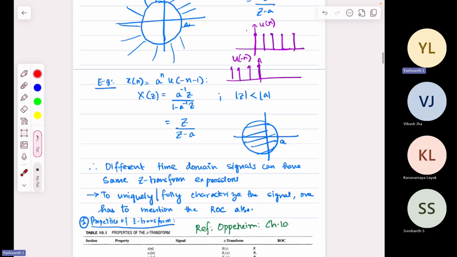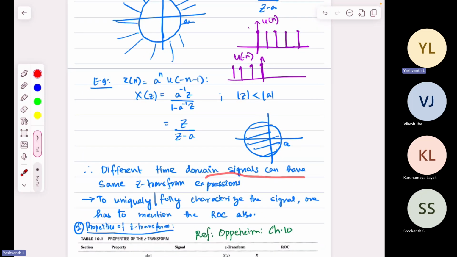So what this means is that different time domain signals can have the same z transform expressions. Then what is the difference? The ROCs. So in order to uniquely and fully characterize a discrete time signal, one has to mention the region of convergence also. Without mentioning the region of convergence, whatever z transform you report is not valid. It's an incomplete way to represent a Z transform. You should write the expression and also mention in which region this expression holds true.